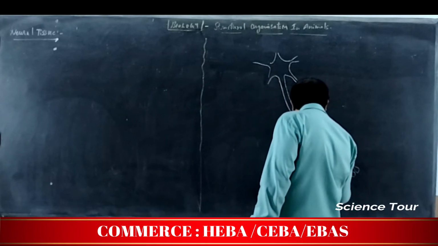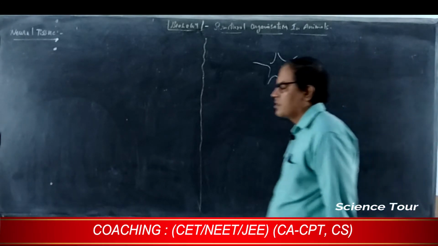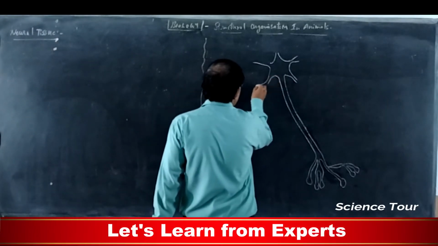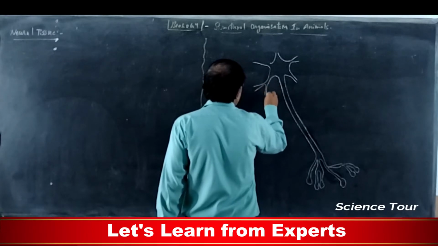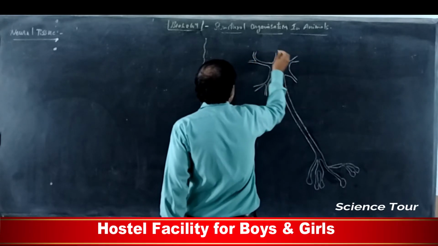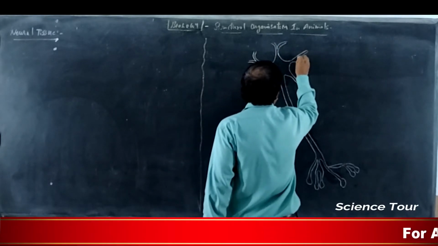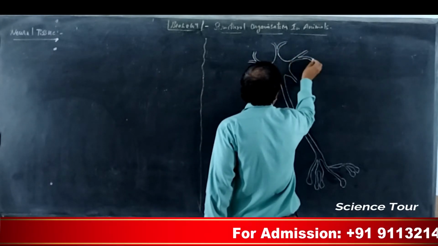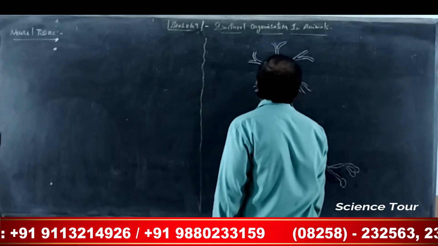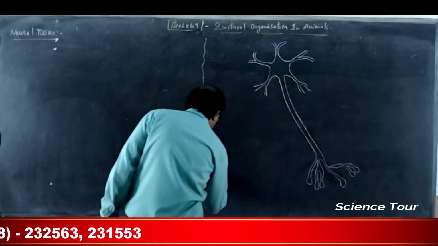So, to draw the diagram very beautifully. Now, as you know, it is a highly branched structure, correct? So, you have to show that branching. It has branches like the branches of a tree. Okay, so I'll write here: structure of a neuron.